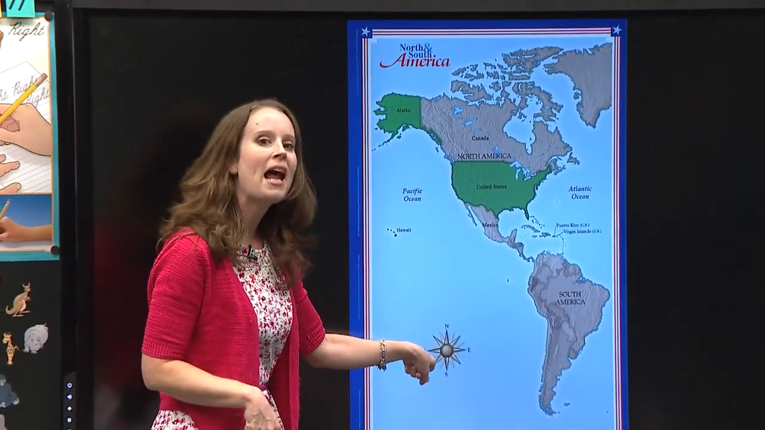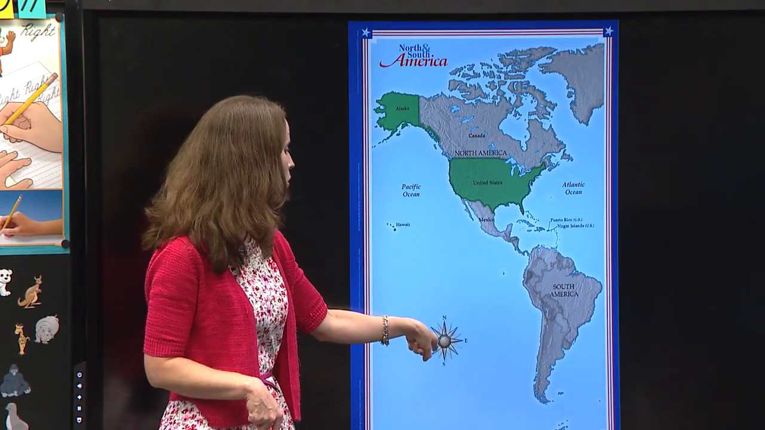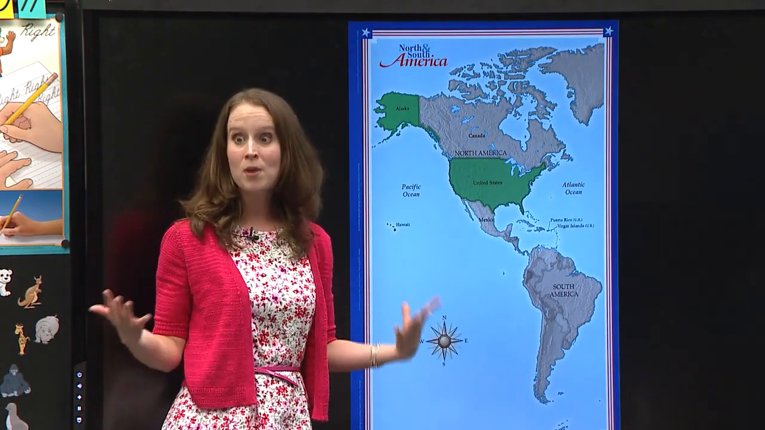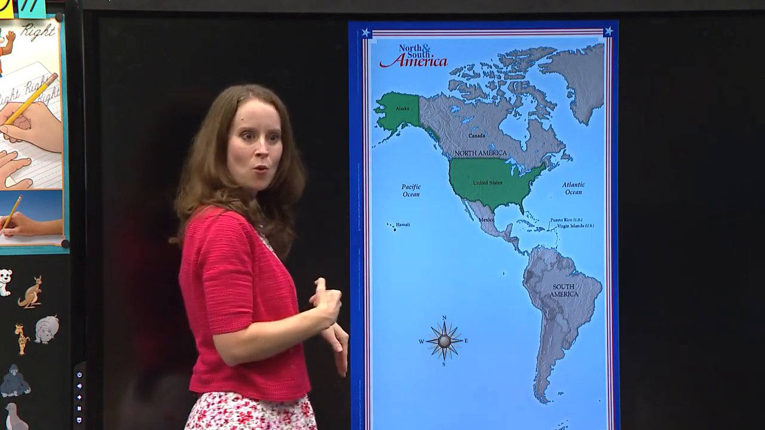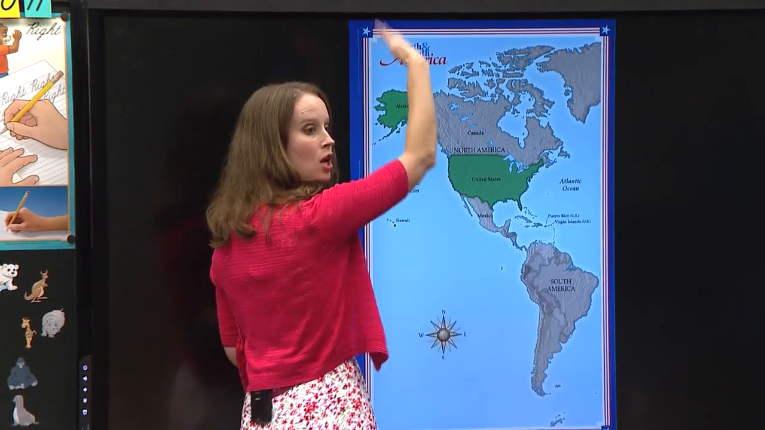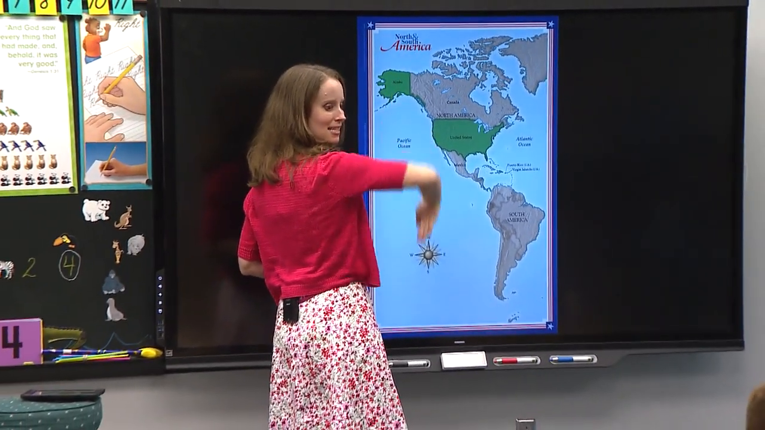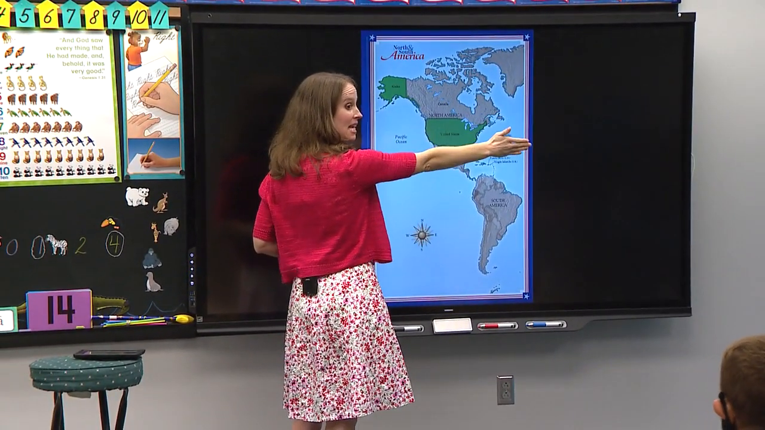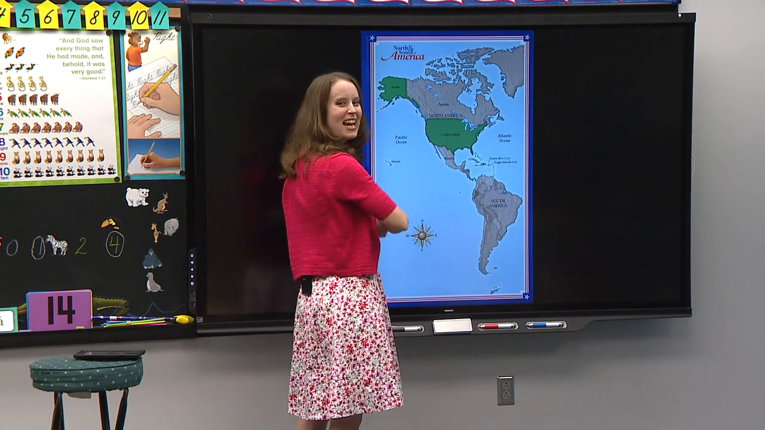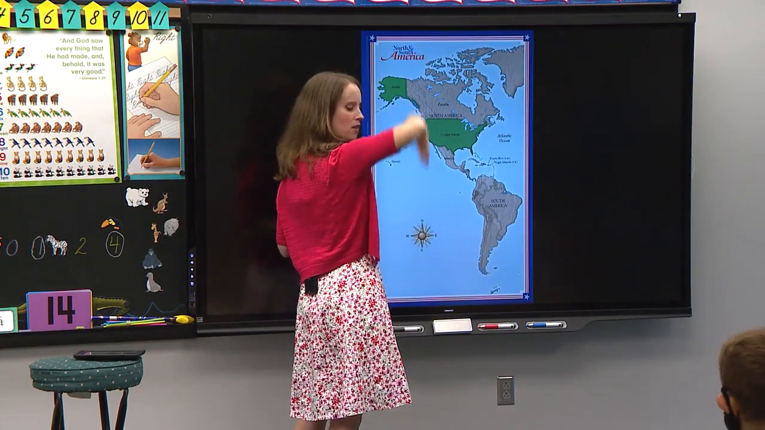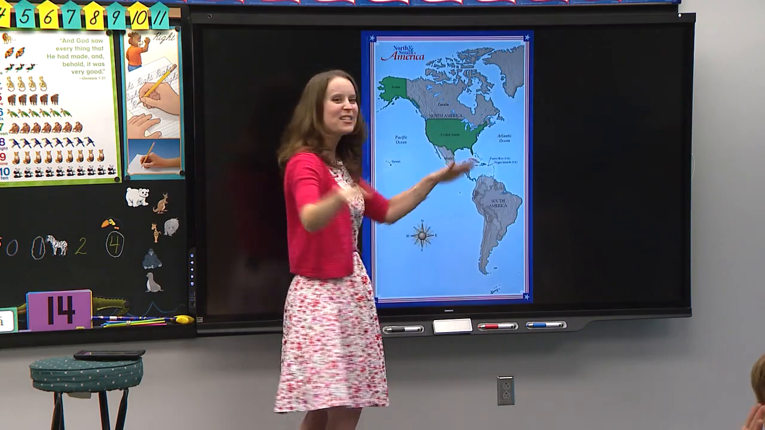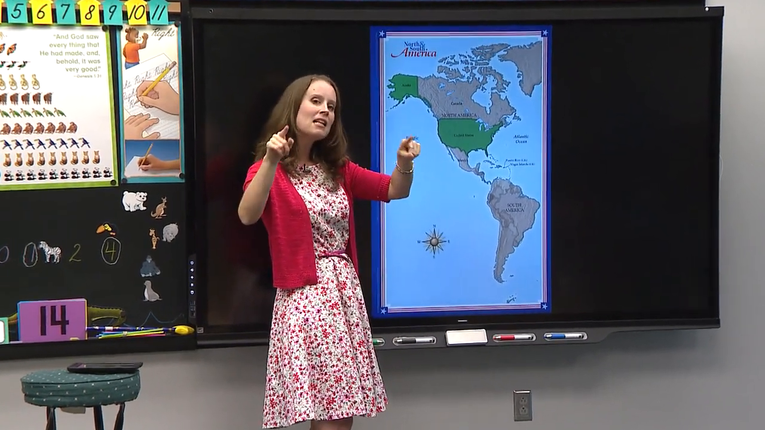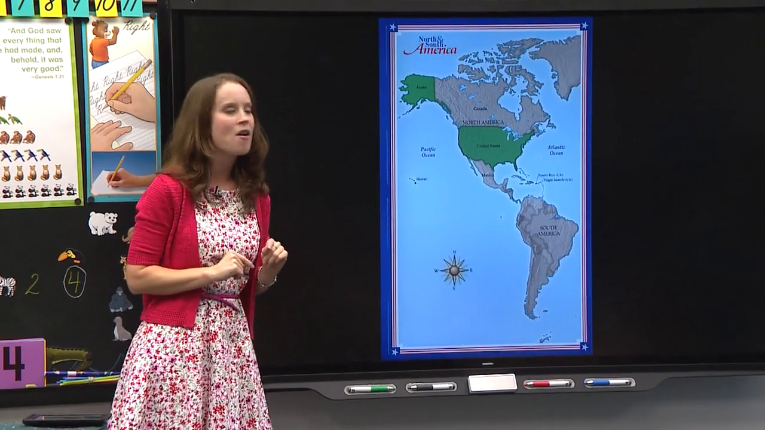Let's take a moment and look at this compass rose that's in the corner. Our compass rose, remember, reminds us of those directions. Everyone stand up. Let's start with north, and we'll show our directions together. North, south, east, west. Let's do that again. North, south, east, west. Good job. You can have a seat and let's notice some more things that are on our map.